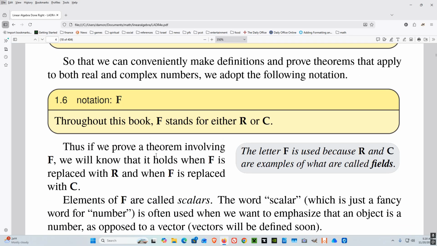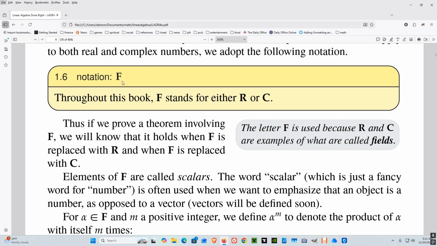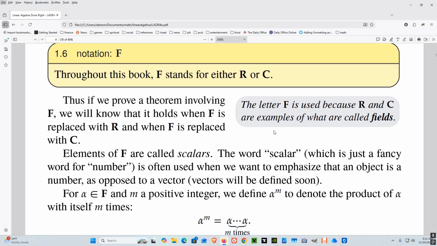We adopt the following notation. All right, here it goes. He's using the letter F. So what do you suppose F stands for? Yes, that's right, field. So throughout this book, F stands for either R or C. So F for field, because the real numbers and the complex numbers are pretty much your classic examples of a field. And you see he says it here in the, I don't know, you call this a blurb or whatever. The letter F is used because R and C are examples of what are called fields.